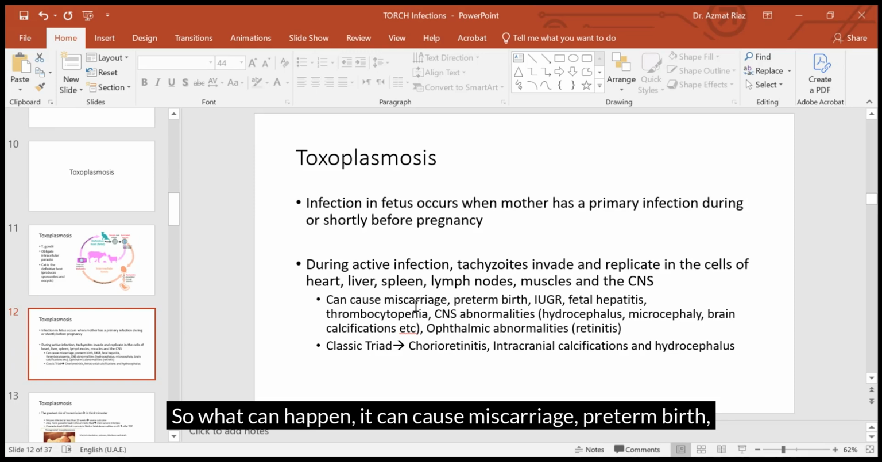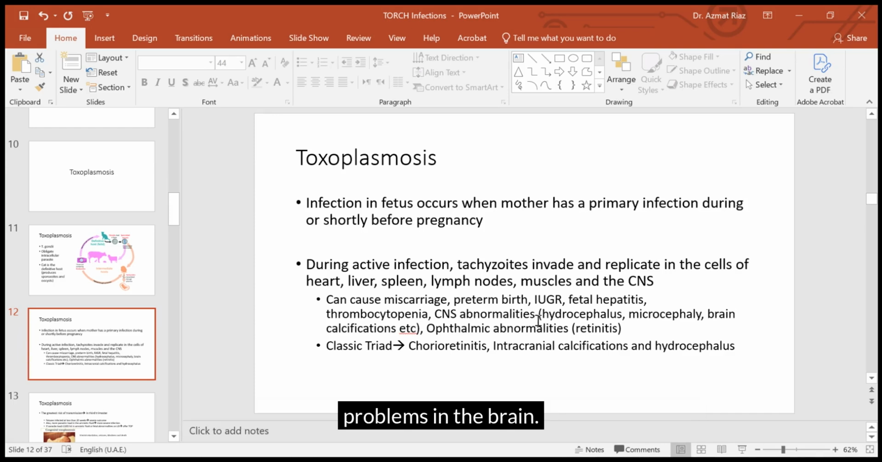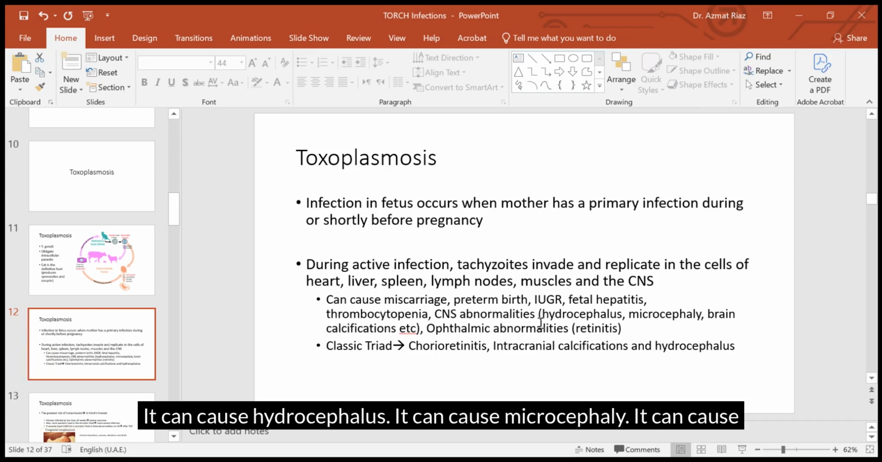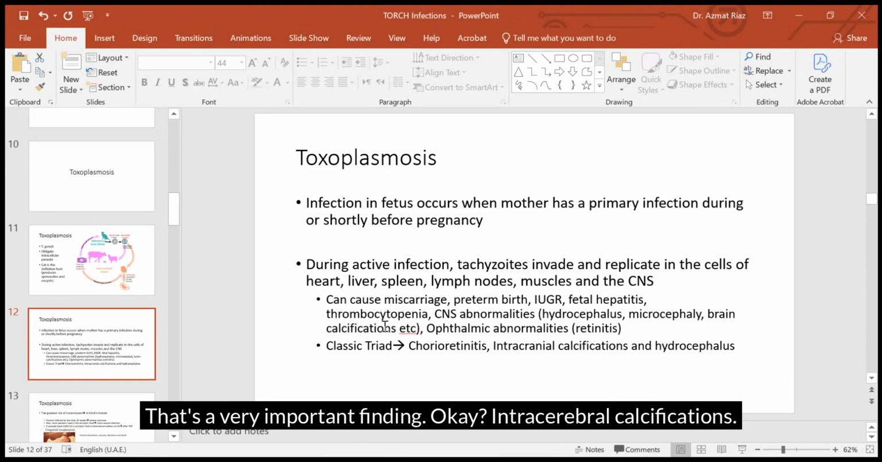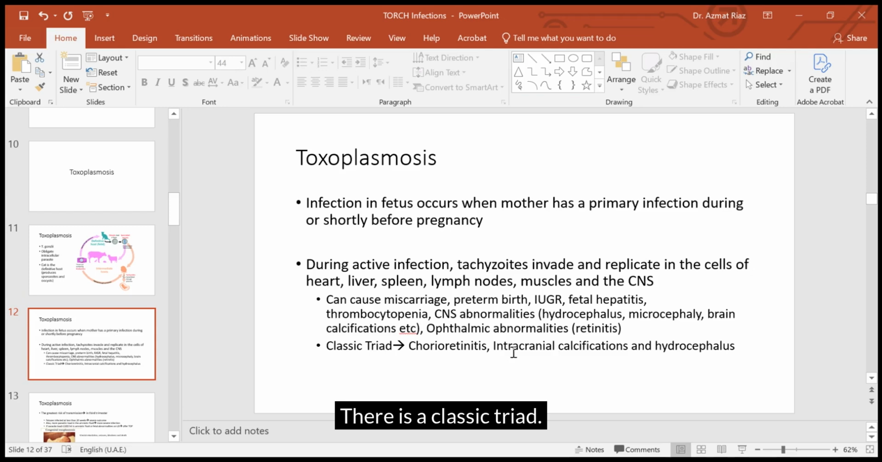So what can happen? It can cause miscarriage, preterm birth, intrauterine growth restriction. It can cause hepatitis. It can cause low platelets, thrombocytopenia. It can cause problems in the brain. It can cause hydrocephalus, microcephaly, brain calcifications, intracerebral calcifications. That's a very important finding, okay? And then it can cause problems in the vision of the baby, retinitis.